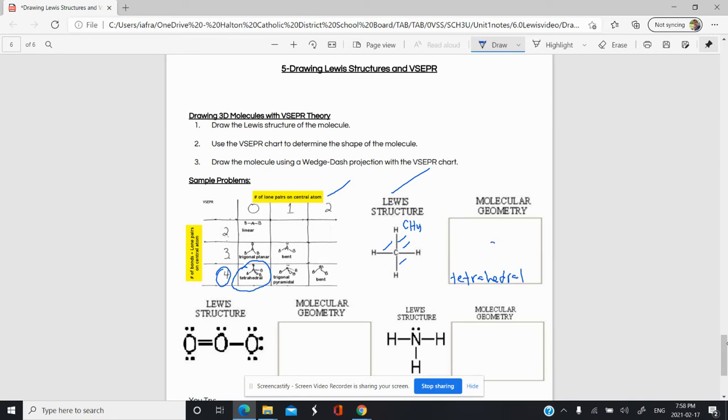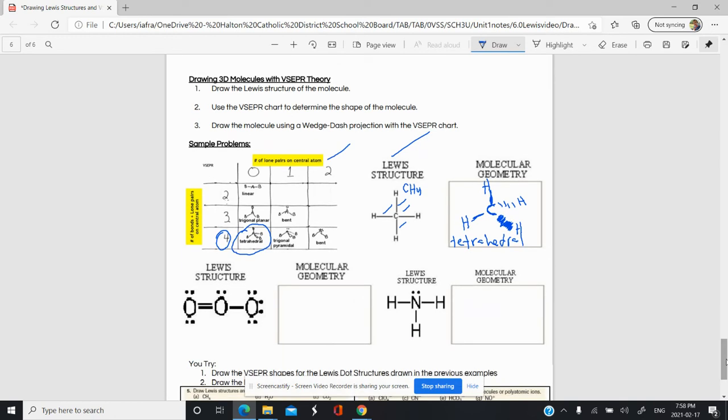And we're going to put our central atom in the middle, of course. Two of the bonds will be just solid lines, H, H. And then one of the bonds will be going away from us as a dash line, and one of the bonds will be coming towards us as a wedge. And so that's a tetrahedral shape for methane.